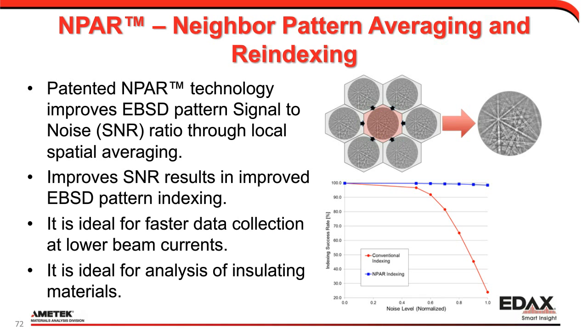It's good for things like insulating materials. And it's nice when you want to push the performance of your system without having to increase beam current. And so this is just an example for this chart on the bottom right here. As we increase the noise, generally indexing drops off. But when we apply this NPAR, that blue line stays about constant. We can keep indexing performance working well applying this type of a filter.